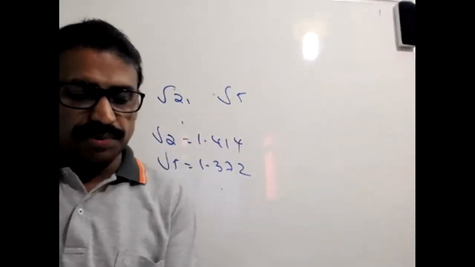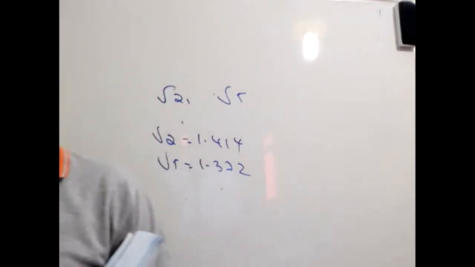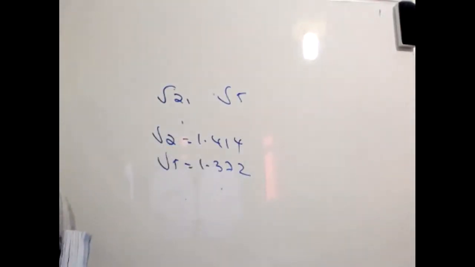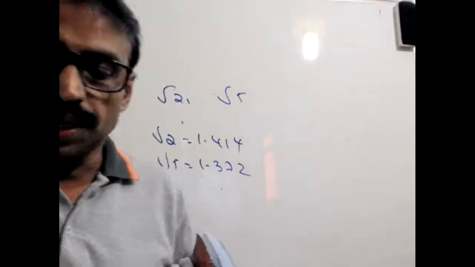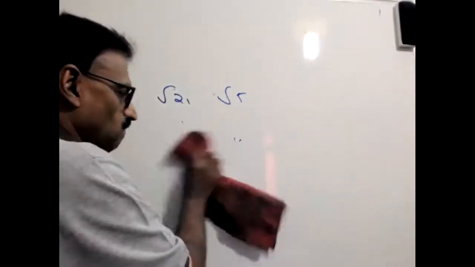Give an example to show that the sum of two irrational numbers may be a rational number. Give an example. This is very important. Star question. Give an example to show that the sum of two irrational numbers is a rational number.